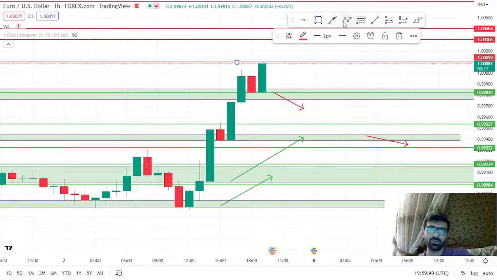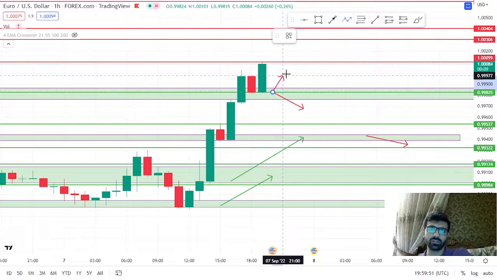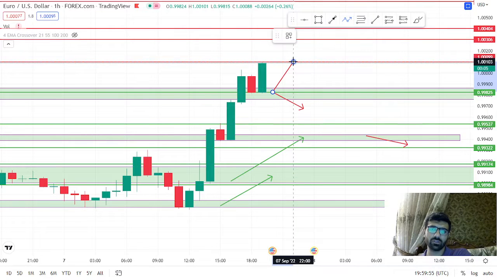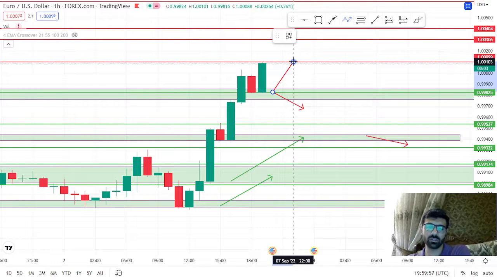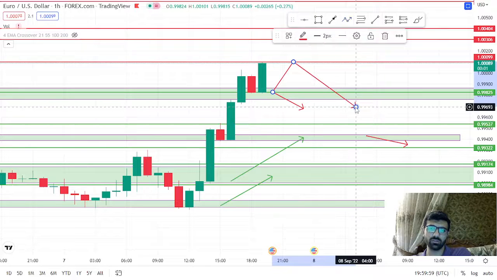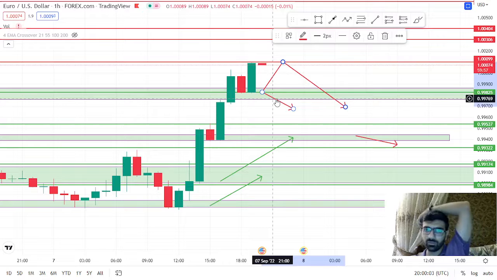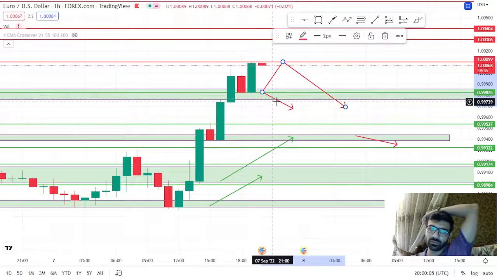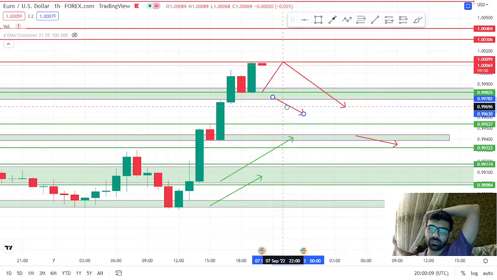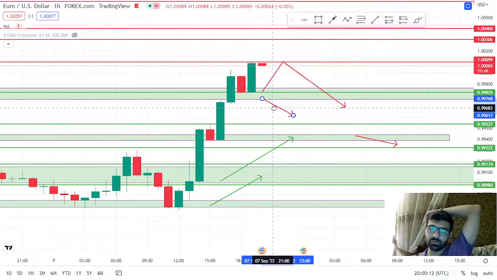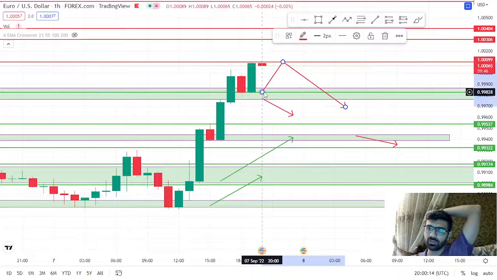So how do we trade if the market touches this area and closes below this area? We are going to go short. If the market simply closes below this area, we will go short from here. This will be a risky trade, but still maybe we are going to take some risk.